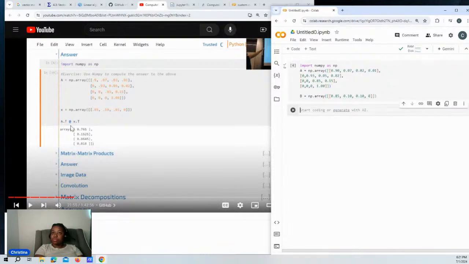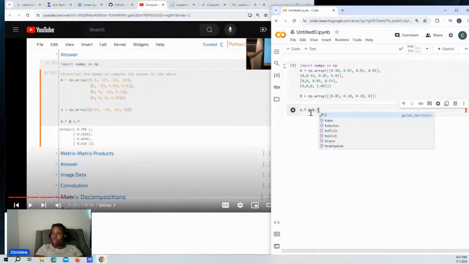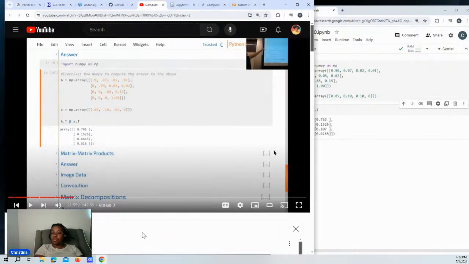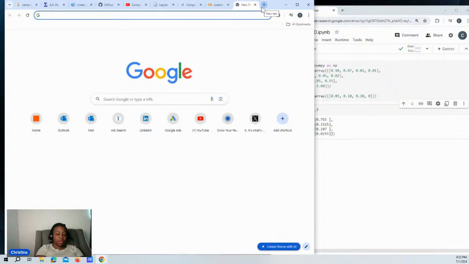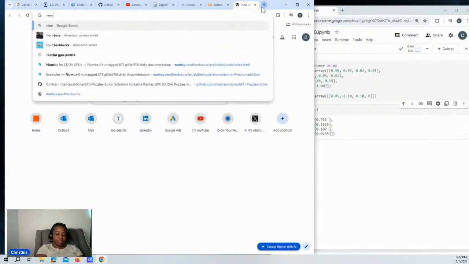All right, so if we transpose them of the right size, yeah, that gives us the right number. And I want to make sure I understand what @ does, because pi.